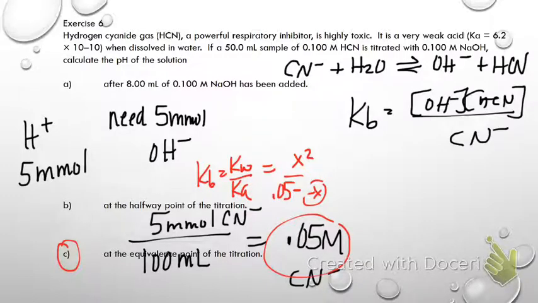Yes, because I need to neutralize 5 millimoles of the acid. But then how do you go from millimole to milliliter? Because I have my molarity of my base, which is 0.1. So what times 0.1 would give me 5? It's 50. All right, so now, are you ready?